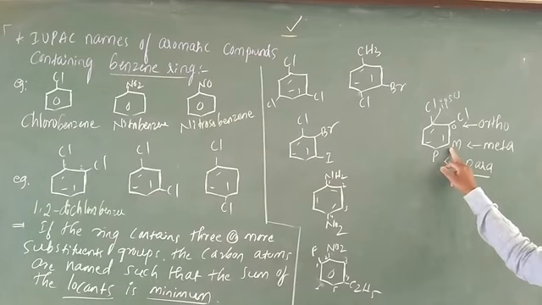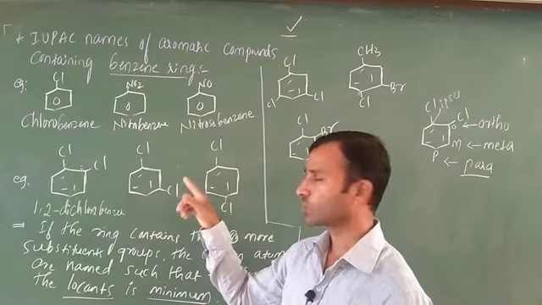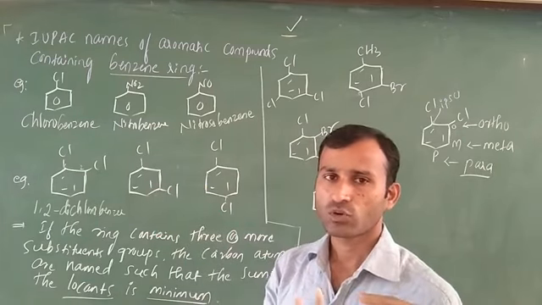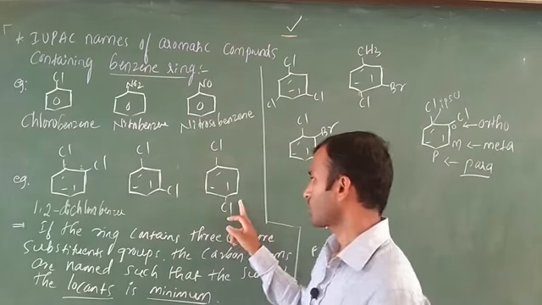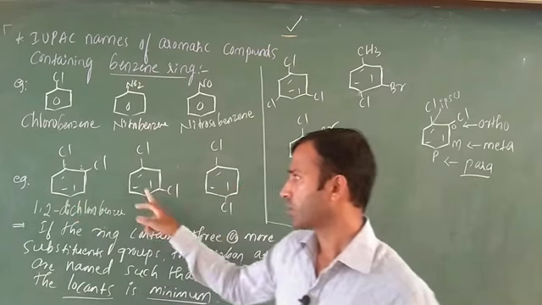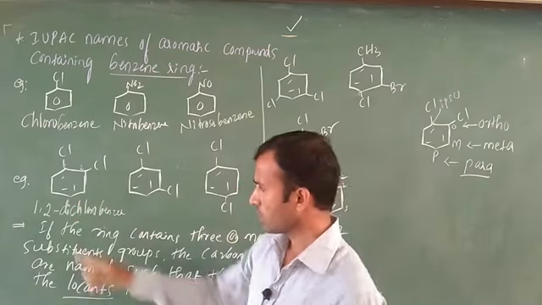Here meta is there, meta-dichlorobenzene. What is the common name for this one? Meta-dichlorobenzene. Meta-dichloro means in the meta position one chlorine atom is there, and another one is the ipso atom. That is what is understood. What about this one? Para-dichlorobenzene. Orthodichlorobenzene, meta-dichlorobenzene, para-dichlorobenzene.